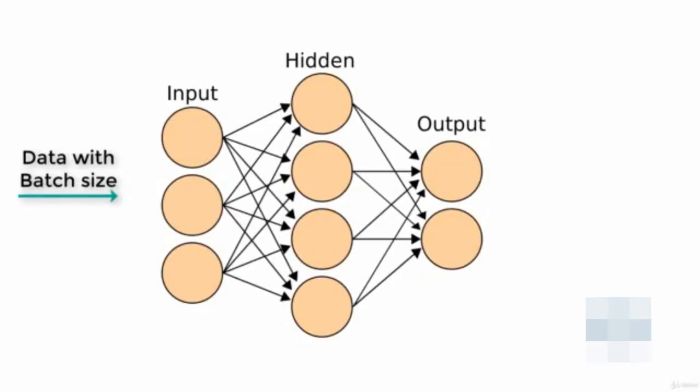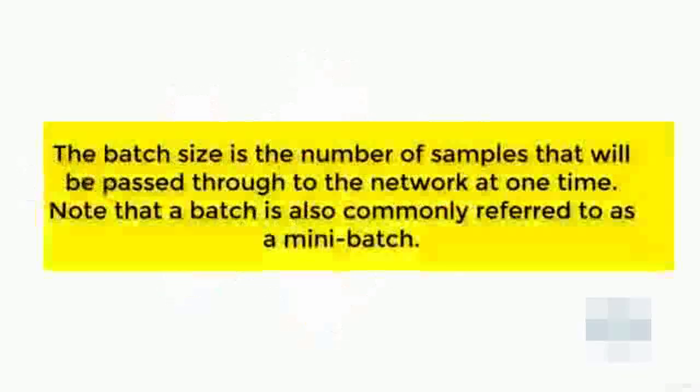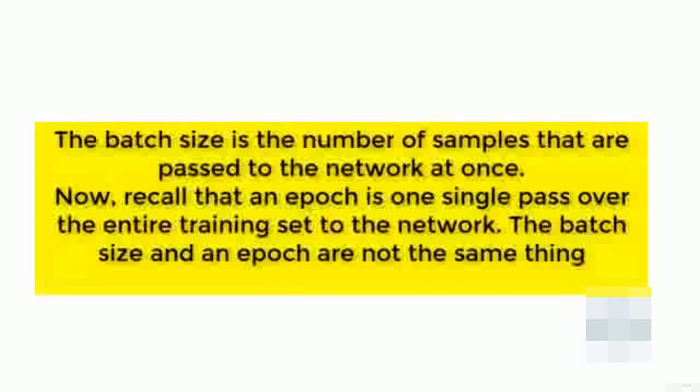In this video on how an artificial neural network learns, we saw that when we train our model, we have to specify a batch size. Let's go ahead and discuss the details about this now. The batch size is the number of samples that will be passed through the network at one time. Note that a batch is also commonly referred to as a mini batch. The batch size is the number of samples that are passed to the network at once.